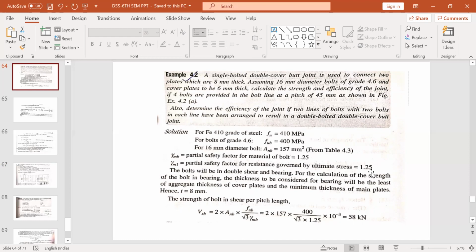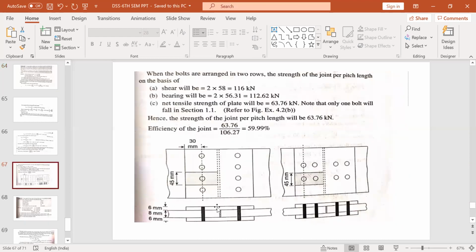Okay. Now in the first case, the bolts will be in double shear and bearing. In the first case, you are providing two cover plates. One cover plate is 6 mm, another cover plate is 6 mm, and these plates are 8 mm. Now you are providing here one line of bolt, here another line of bolt. So this is the first case that you are considering.